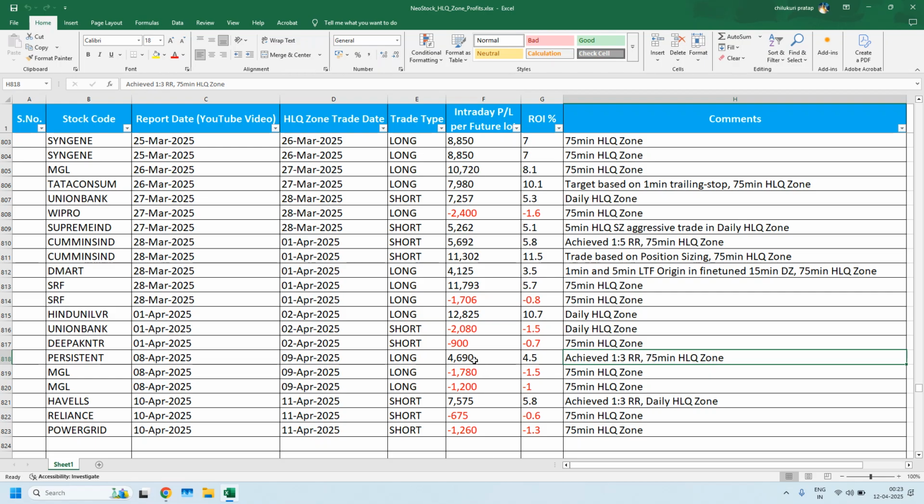The previous trade was on Wednesday, because Thursday is a holiday. On Wednesday, the last trading session, we got a 1:3 RR trade. We got 4,690 profit based on one futures margin cost. And today also we got a trade in Havells that we are going to discuss very soon. This trade also gave you 1:3 RR. 7,575 profit it gave. I am considering only these 2 trades, and I am considering all the stopped out trades.